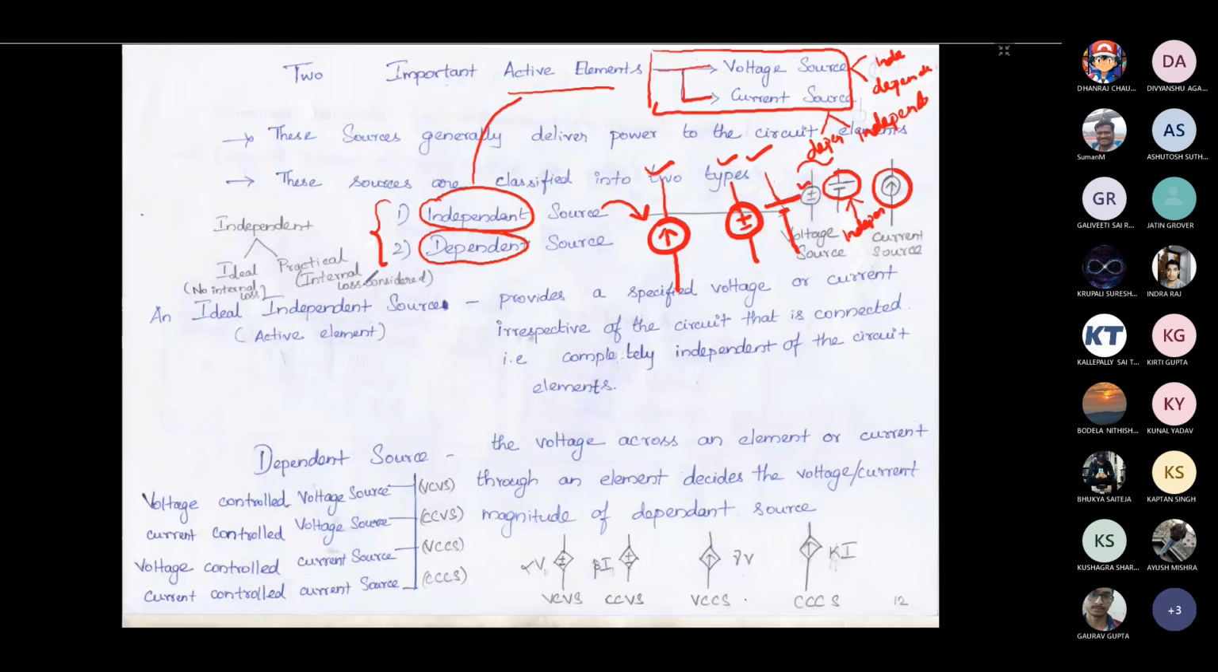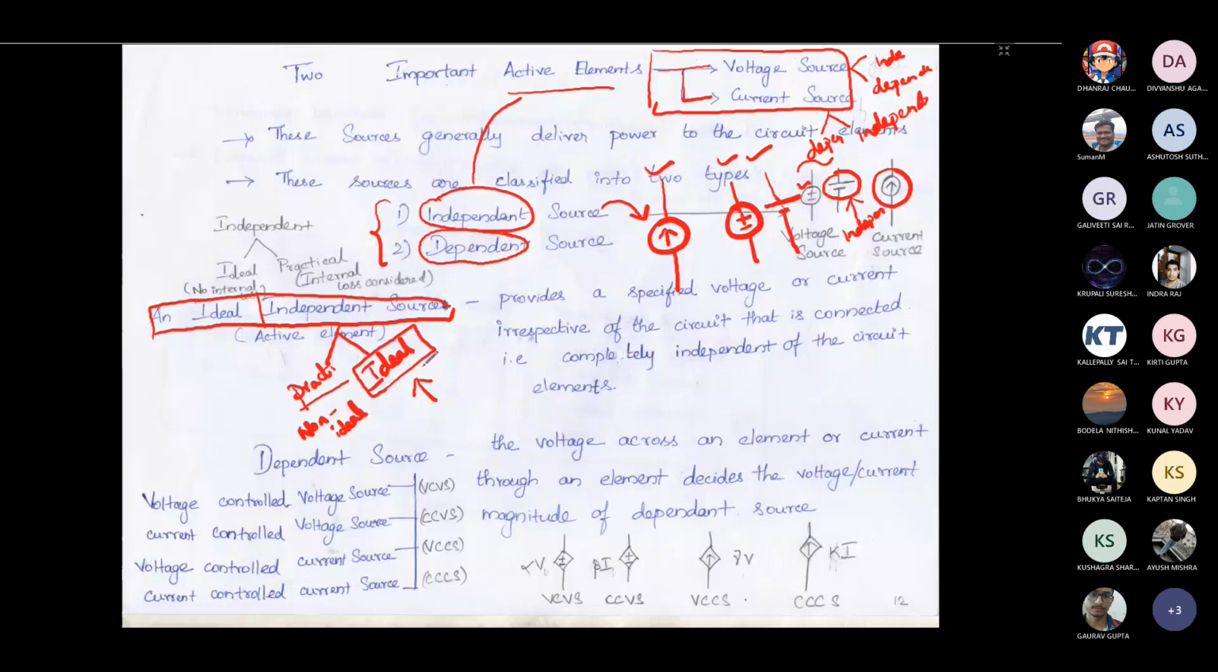In general, whatever we study, we always discuss ideal independent sources. There are two kinds of independent source: one is the practical source and the other is the ideal source. So the independent source is further classified into practical source or non-ideal source, and ideal is the source which we generally use for our analysis. We consider ideal because it is easy for the analysis. That's why we always work with ideal sources.